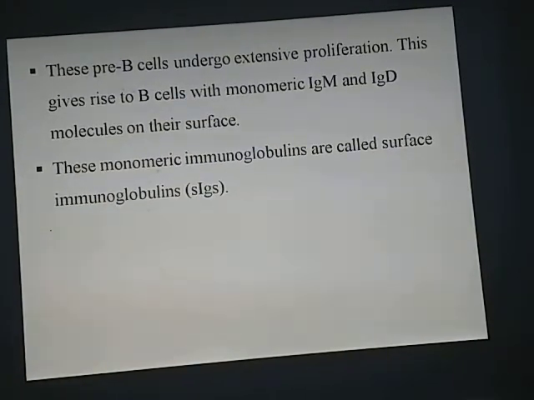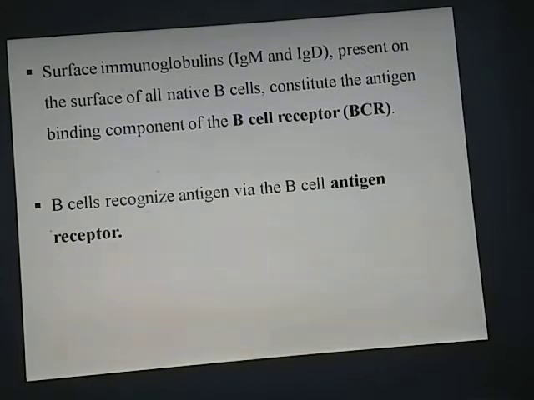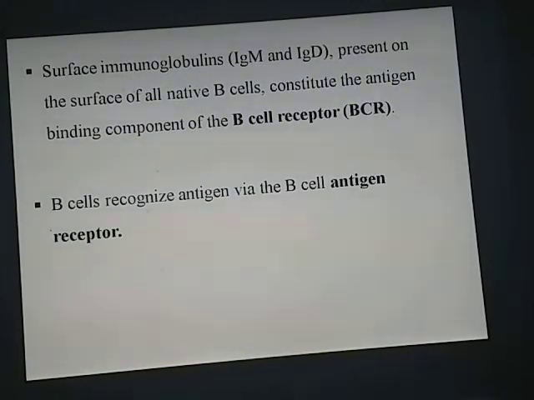These pre-B cells undergo extensive proliferation. This gives rise to B cells with monomeric IgM and IgD molecules on their surfaces. These monomeric immunoglobulins are called surface immunoglobulins. The surface immunoglobulins present on the surface of all naive B cells constitute the antigen binding component of the B cell receptors. The B cell recognizes antigen via the B cell antigen receptor.